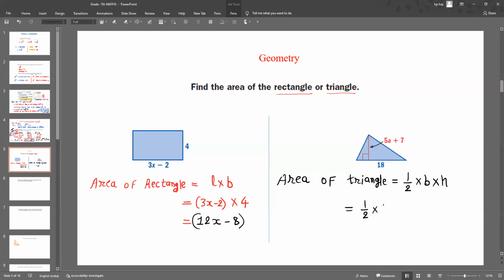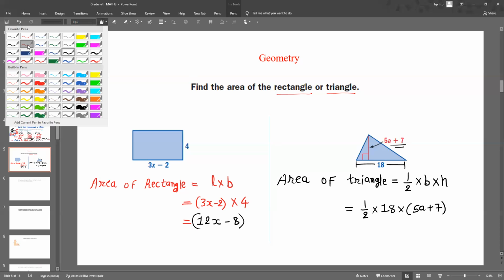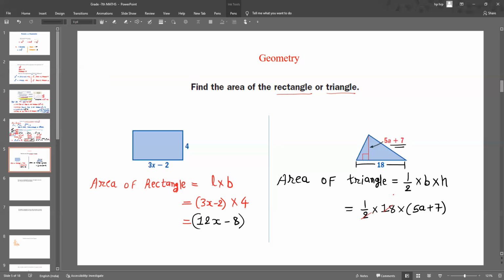And the base is 18. This is our base and this 5a plus 7 is height. So just we have to multiply and simplify. But here you can see that we have 18 by 2, so we can write 9. So here 9 multiply 5a plus 7. So if we simplify, what we get is 45a plus 63. So that is the area of this triangle. Understand?